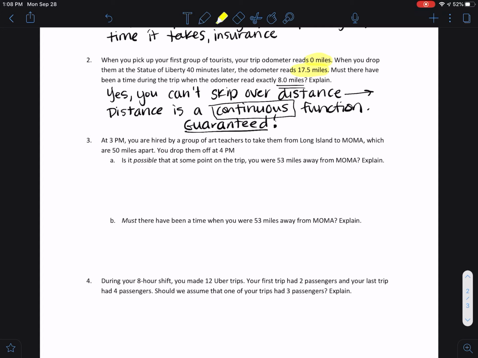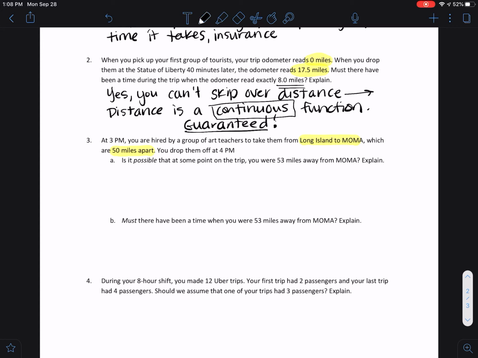At 3 p.m., you're hired by a group of art teachers to take them from Long Island to the Museum of Modern Art, I think that is, right? Which is 50 miles apart. Okay, so we're going from 0 miles to 50 miles. And it's over the course of an hour. So also in terms of time, right? Time is going to be continuous either. We can't just jump over time or transport in time. There's no time travel right now, or we can just jump over different parts of time and forget about it.